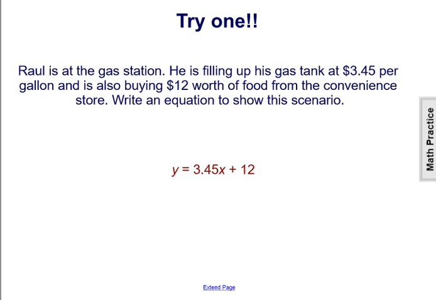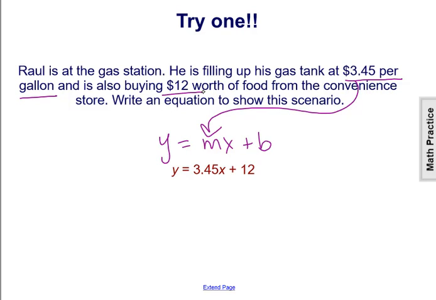Well, hopefully you saw that if he's filling up his tank at $3.45 per gallon, that number will change depending on how many gallons he's buying. So that's considered the m in the equation or the rate of change. So that's why 3.45 becomes the coefficient of x in our equation.